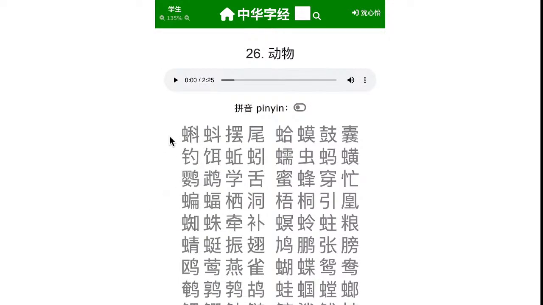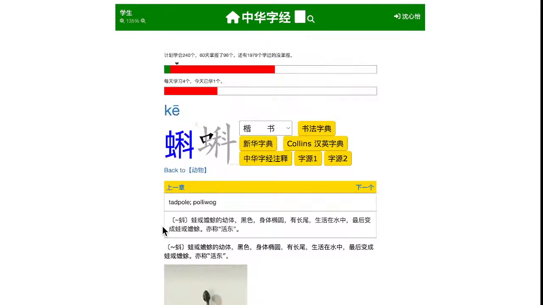Okay, so the first one is 蝌蚪. Okay, this one, tadpole, polliwog. It's basically the baby of a toad or frog.